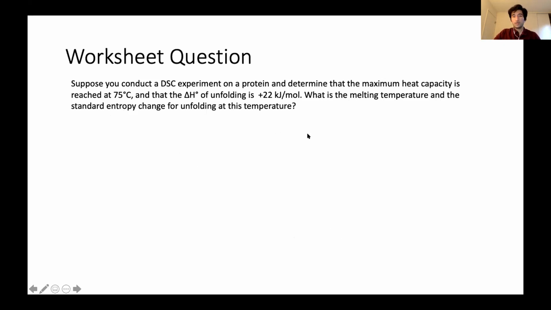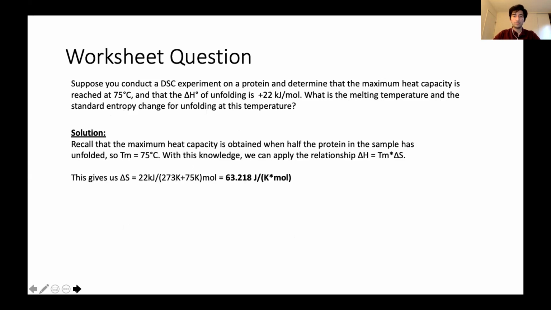Does anyone want to take a guess as to how to begin this question? Okay, I think we're running a little low on time, so I'll go ahead and go over the solution, and we'll post it later as well.